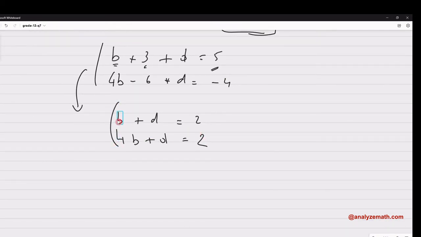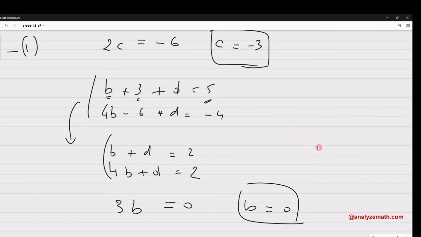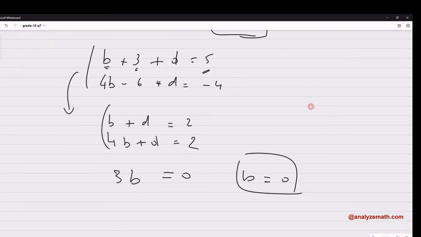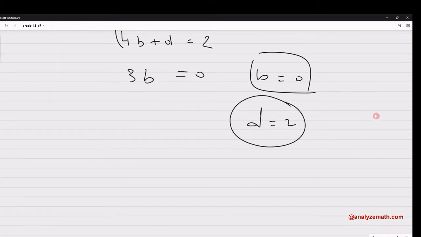Subtract this from this. So 4b minus b, 3b. d minus d 0, 2 minus 2, 0. That gives me b equal to 0. So c equal minus 3, b equal to 0. Now if I put b equal to 0 here, that gives me d equal to 2. And that's it. We have our polynomial.